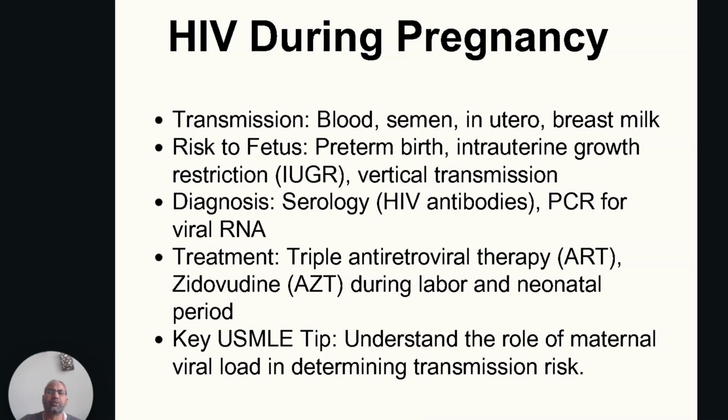Vertical transmission is the process of transmission of an infection from the mother to the fetus, which is still in utero. So this occurs through the umbilical cord or through the placenta. This process of transmission in the uterus from the mother to the baby is called vertical transmission.